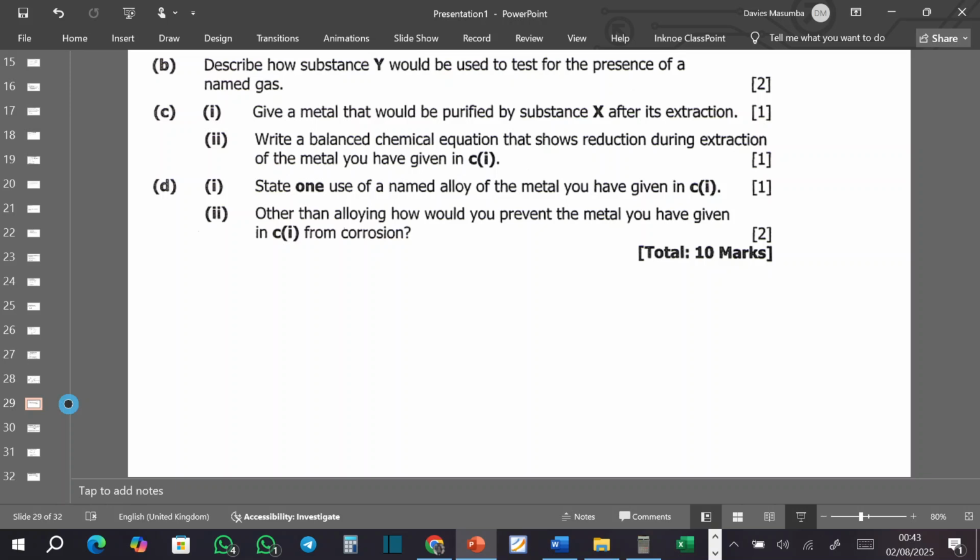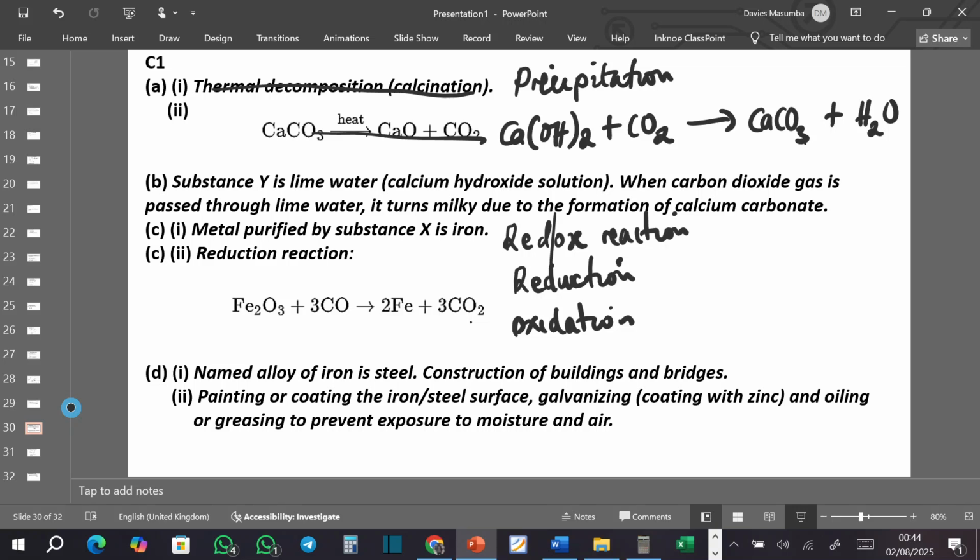D1. State one use of a named alloy of the metal you have given in D1. So the metal was iron. So the named alloy of iron is steel. Where is steel used? Construction of buildings and bridges.